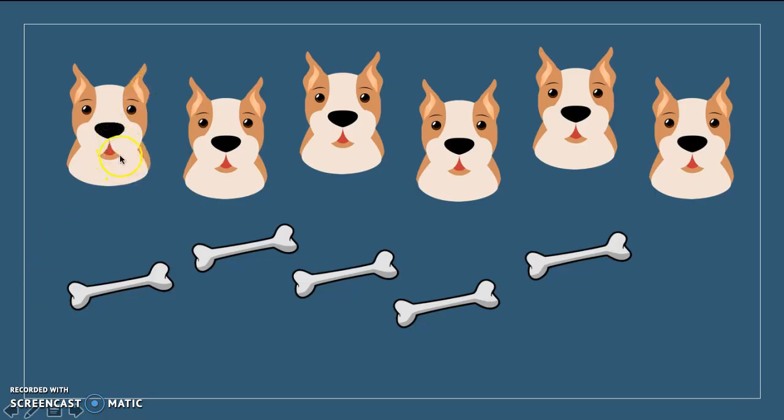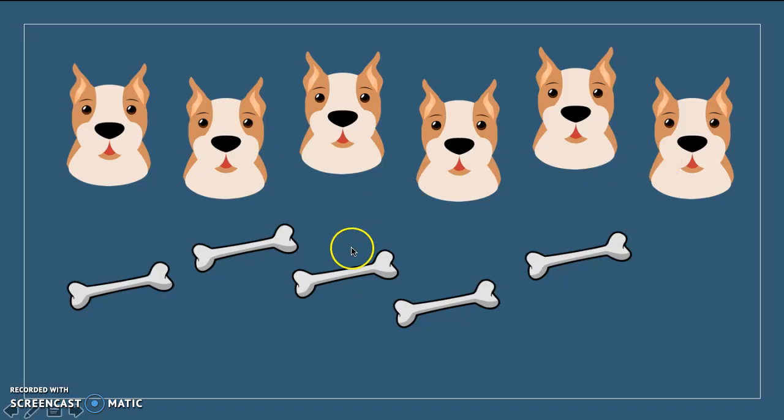So help me count the dogs, will you please? 1, 2, 3, 4, 5, 6. So I have 6 dogs. Friends, if I want to have the same number of bones as I have dogs, how many bones do I need? Yeah, 6. Remember, same means equal.